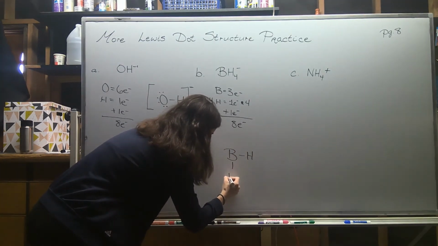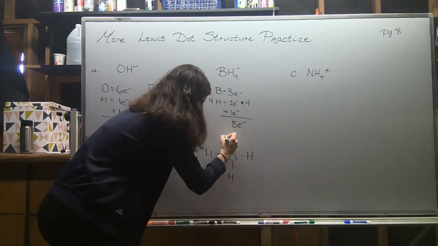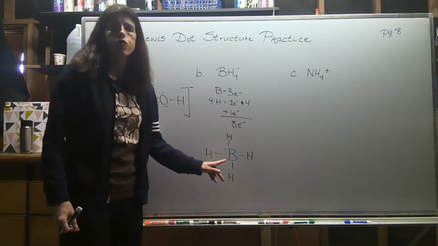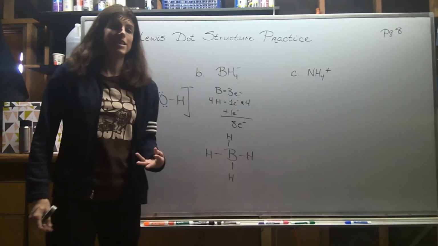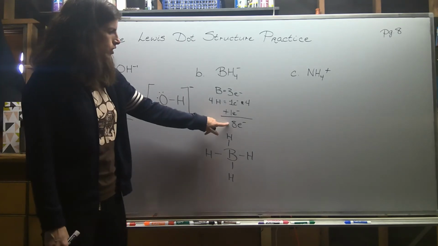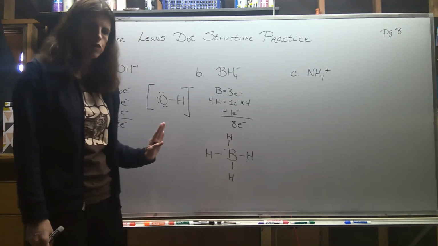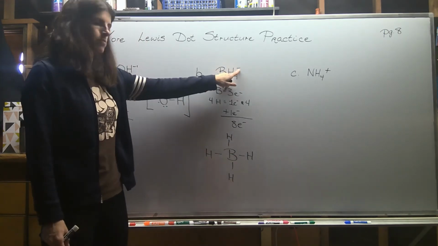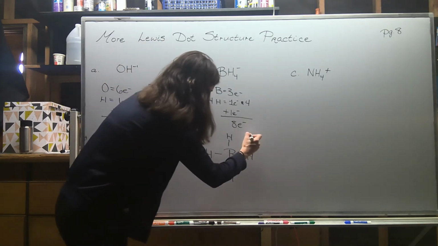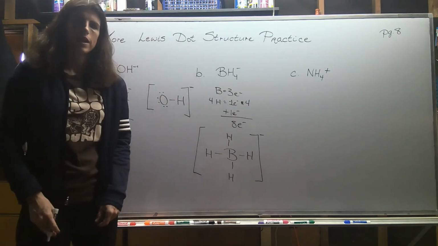So I'm going to put boron in the middle. Connecting my 4 hydrogens. That's pretty cool because connecting those 4 hydrogens to boron satisfies boron's octet. So it looks like we're good to go on the octet. Let me just check that I used 8 in total. 2, 4, 6, 8. So that part's good as well. Last thing, again, because it's charged, we need square brackets. And we'll put the negative outside of the brackets.